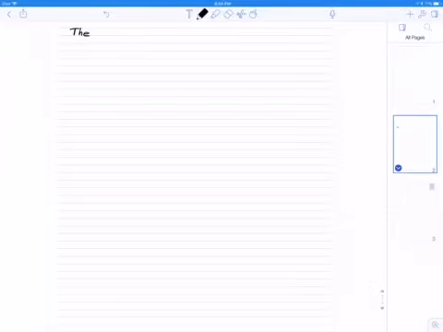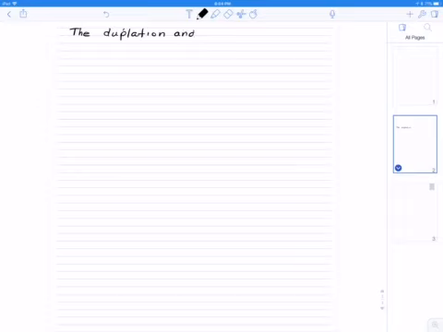The duplation and mediation method of multiplication.